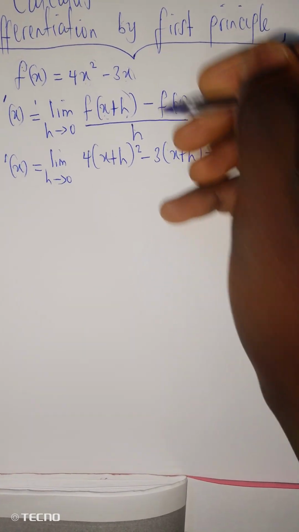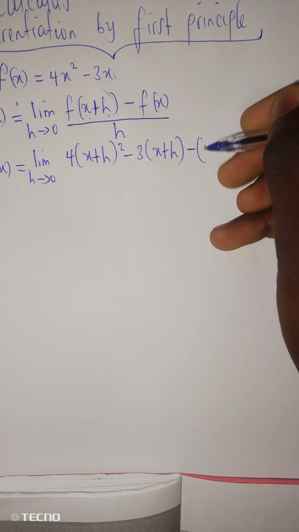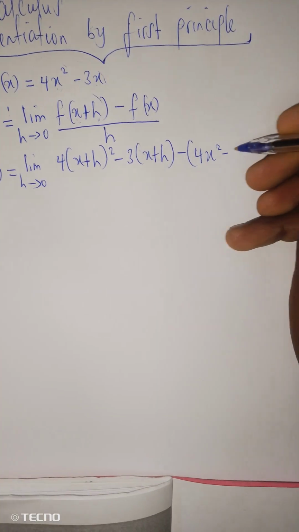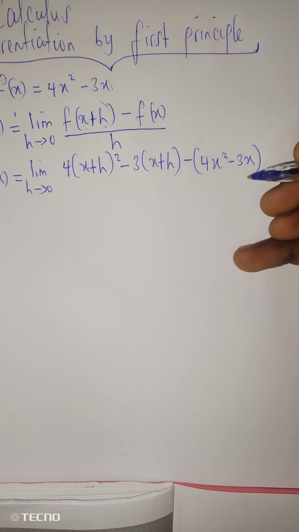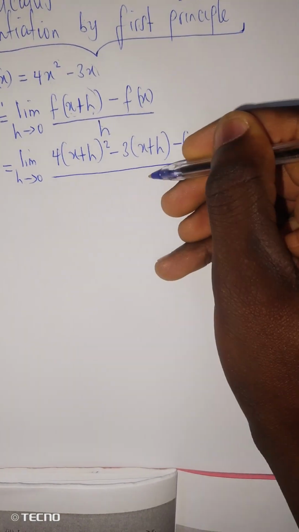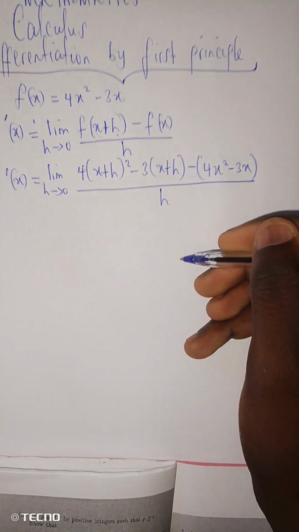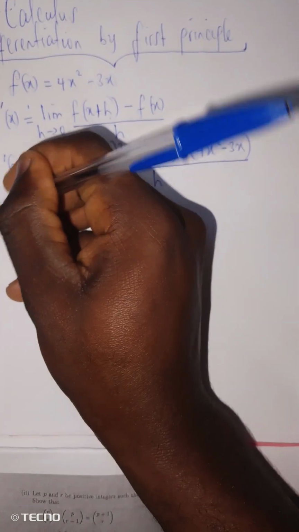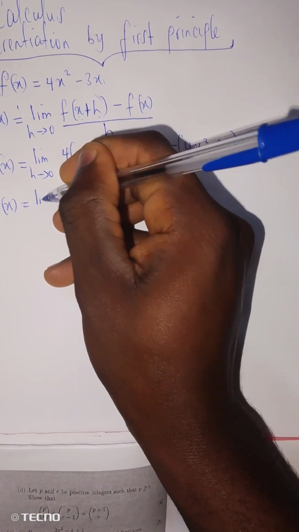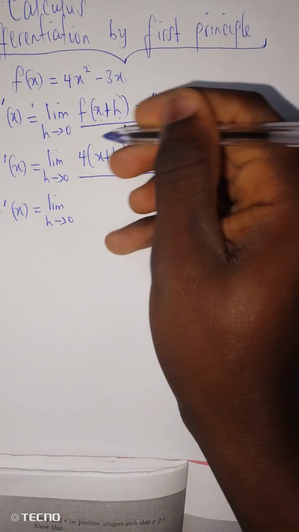Now the entire function is simply this function, so I'm going to write it in brackets. The entire function is simply 4x squared minus 3x, then everything there is over h. Okay, the next step is I'm going to say f prime of x is equal to the limit as h approaches 0. I'm going to follow this.